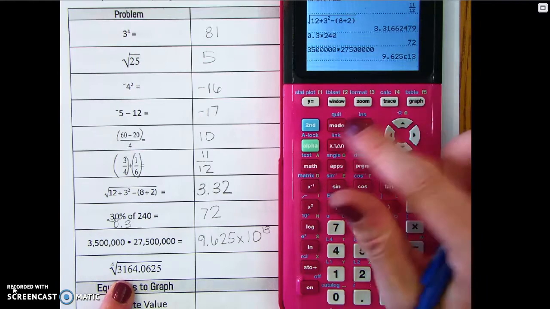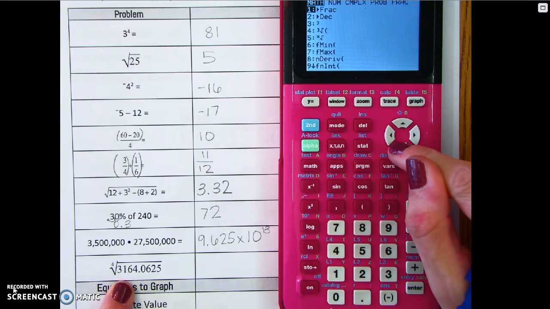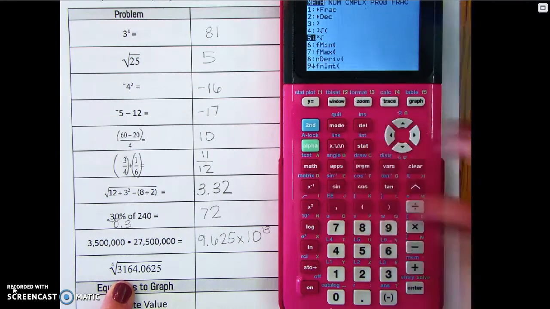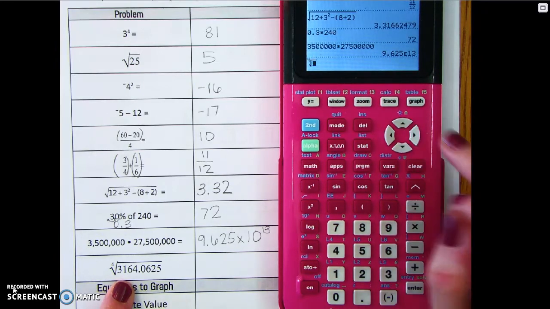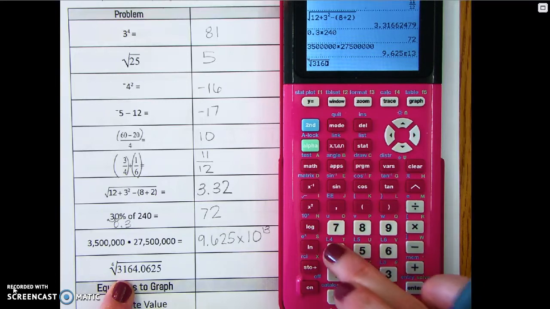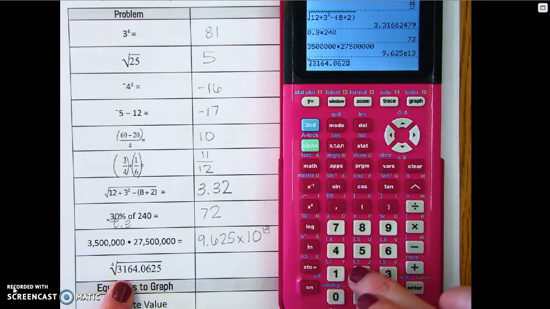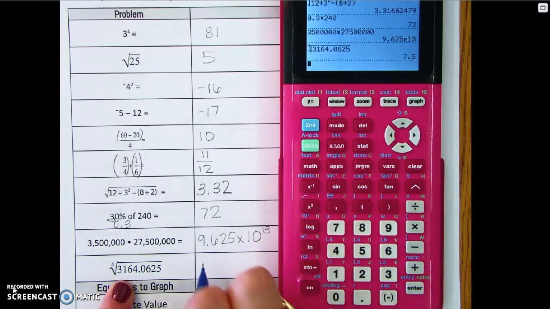Now I want to find the 4th root, so use the math button, scroll down to number 5, see how it has the x by the square root symbol, type in 4 for 4th root, and then 3164.0625, press enter, and we got 7.5.